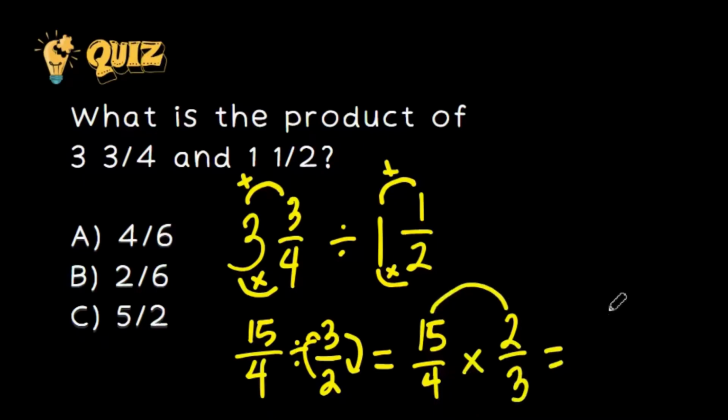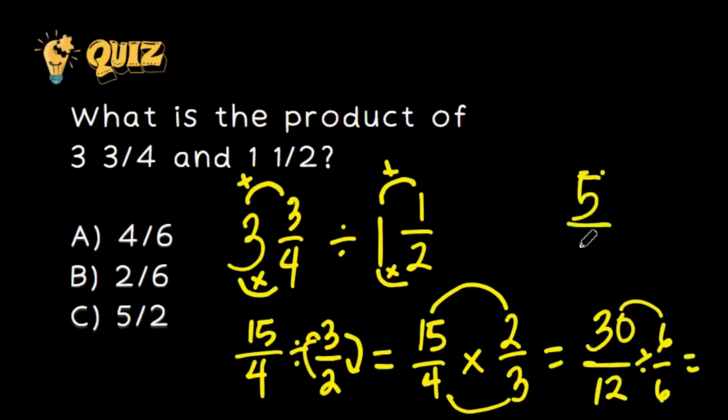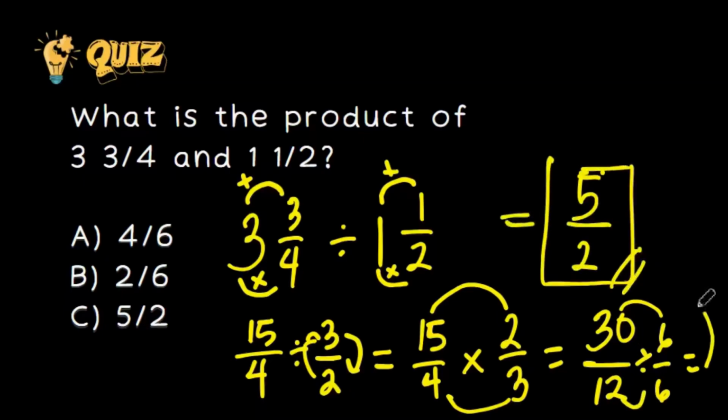So here is the calculation. 15 times 2, that is 30. 4 times 3, that is 12. The fraction 30 over 12 can be simplified by dividing both numerator and denominator by their greatest common divisor, which is 6. So here's the calculation. 30 divided by 6, we have 5. 12 divided by 6, that is 2. Therefore, the simplest form is 5 over 2. So the correct answer is letter C.